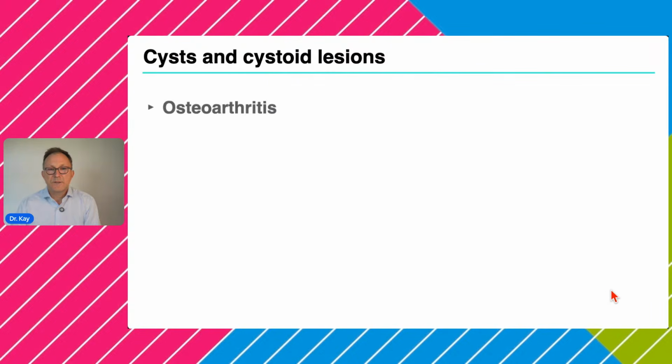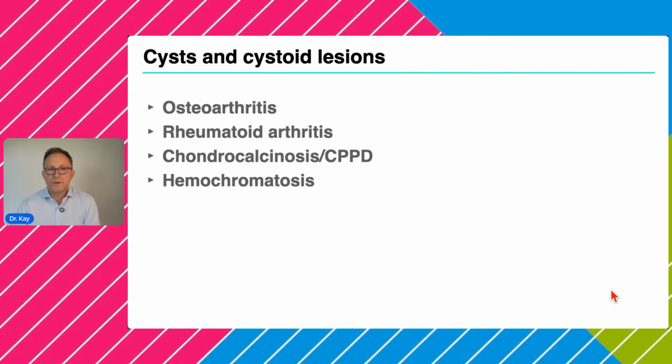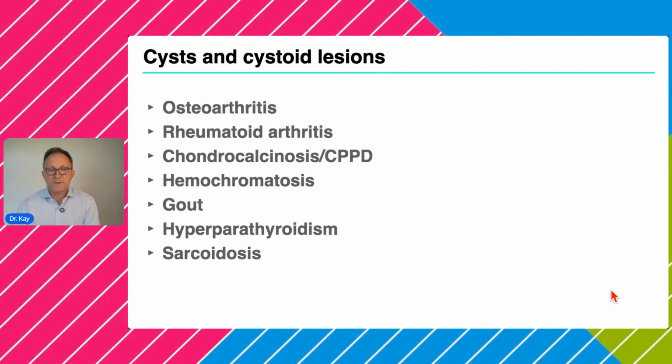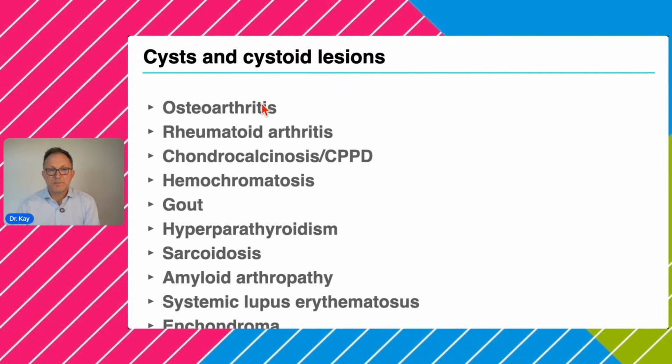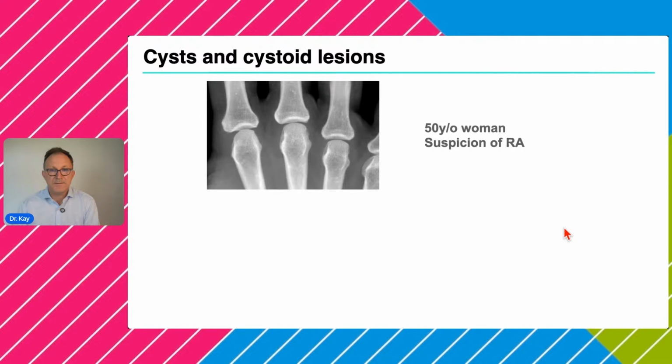Cysts and cystoid lesions have a very broad differential diagnosis, so they can occur in rheumatoid arthritis, but also in osteoarthritis, detrition cysts, I already mentioned them. And there are a lot more diseases where cysts play a role. The list is very long and didn't even fit onto this slide. So what is the special thing about these cysts?